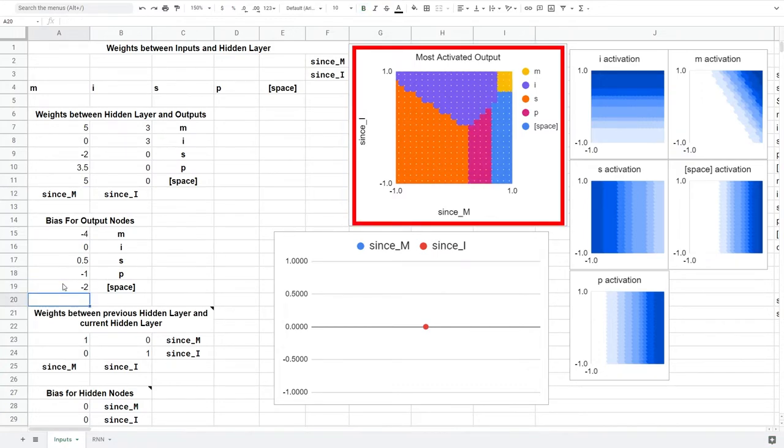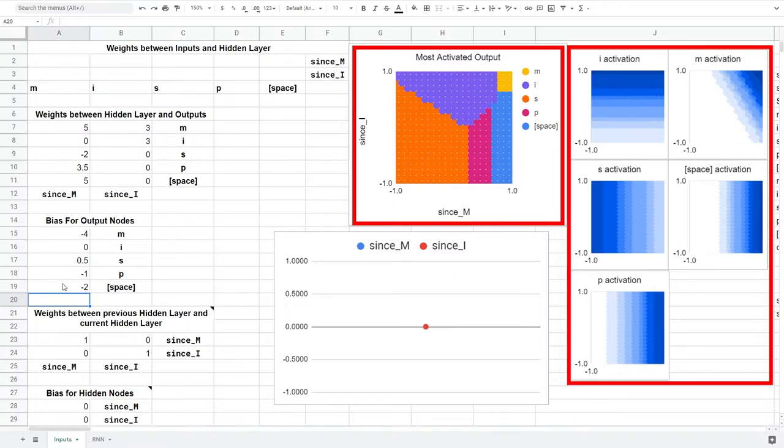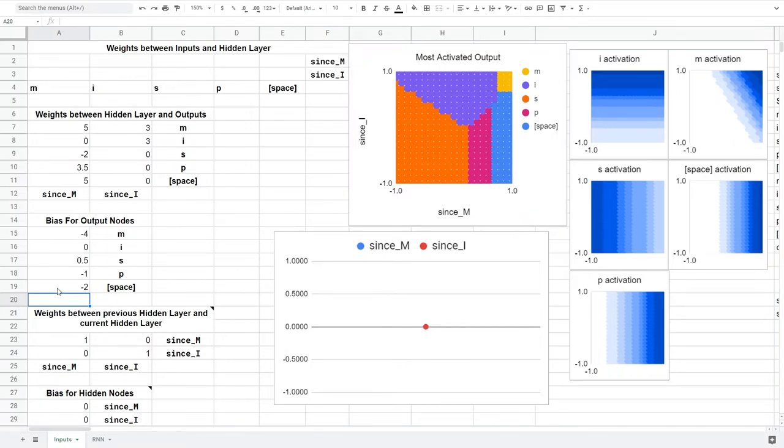This colorful chart summarizes all five of these individual activation charts, and I find it really interesting to see both perspectives and how they come together. Now that we have the weights for our second layer mostly figured out, let's start on the first layer, the weights between the input and the hidden nodes.